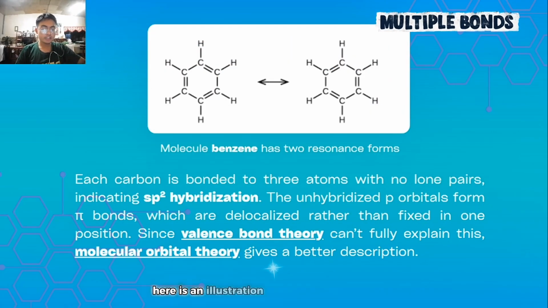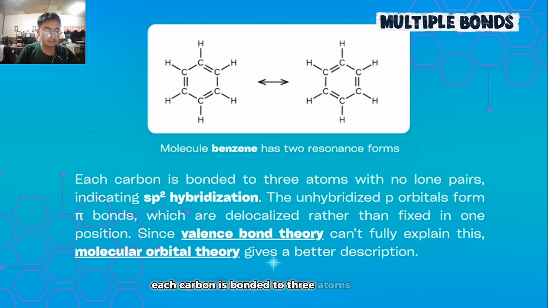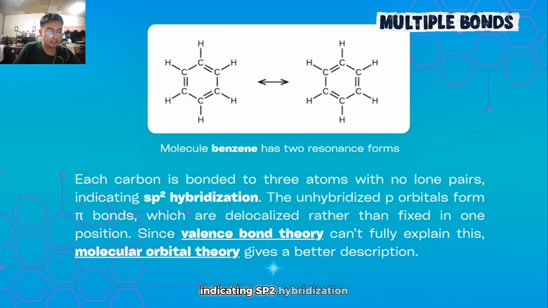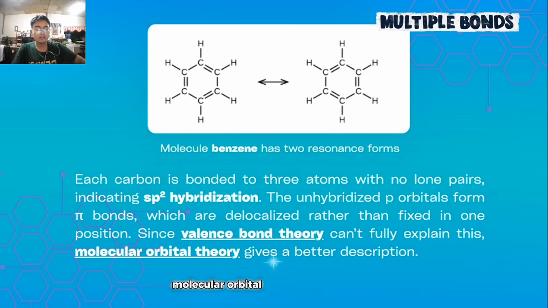Here is an illustration of the molecule benzene that has two resonance forms. You read the text. Each carbon is bonded to three atoms with no lone pairs, indicating sp2 hybridization. The unhybridized p orbitals form pi bonds which are delocalized rather than fixed in one position. Since valence bond theory can't fully explain this, molecular orbital theory gives a better description. Now I will be discussing this further.